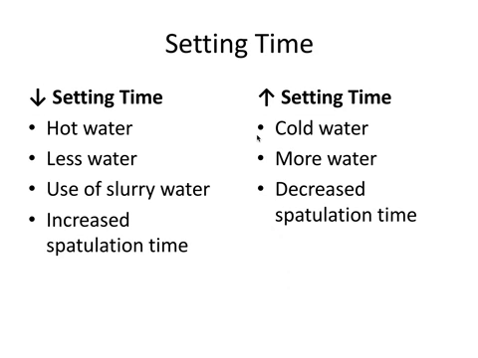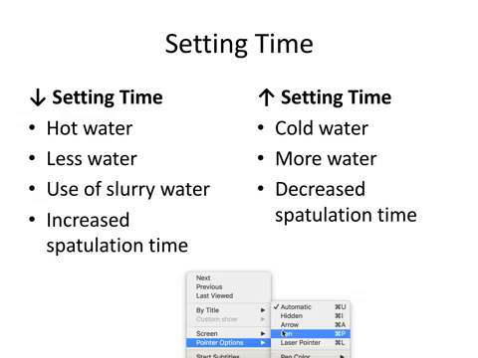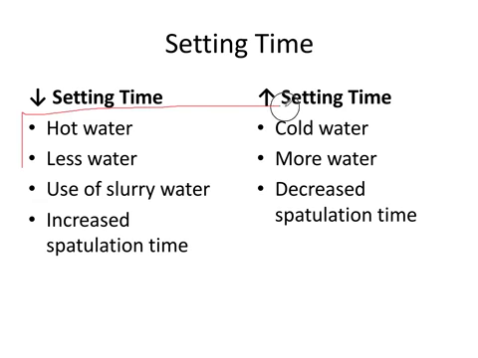So, setting time. I sort of alluded to this before, and we talked about this in the impression materials video. We talked about how you can cause a faster or slower setting time for alginate. And the same is true for gypsum materials. So knowing what decreases or increases the setting time is really high yield information for the board exam. The great news about this is that the first 2 bullet points of both columns are identical to the setting time principles for alginate that we talked about in the last video, which makes this nice and easy to generalize and memorize.